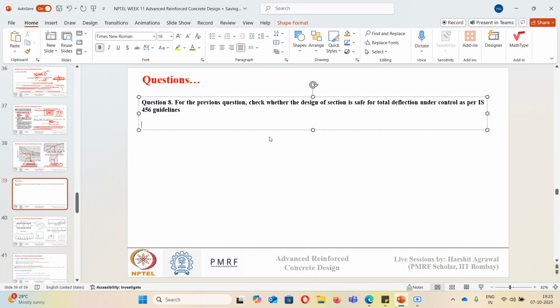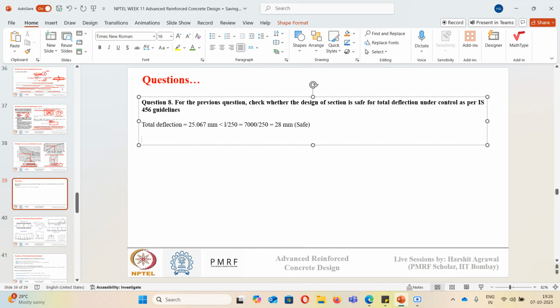Okay, so the total deflection that we calculated was equal to 25.067, and we want this to be less than L by 250. L by 250 is nothing but 7,000 upon 250, which is 28 mm. So the total deflection that we had is less than this 28 mm. So we can say the design is safe.